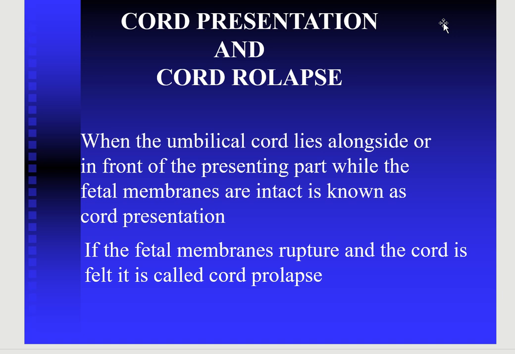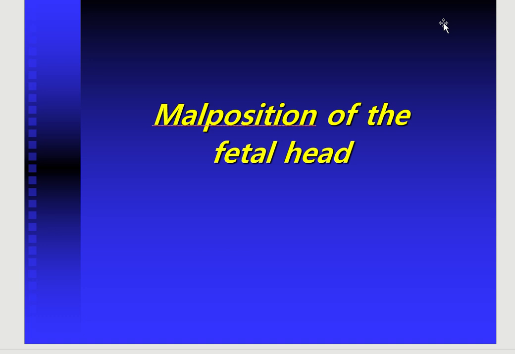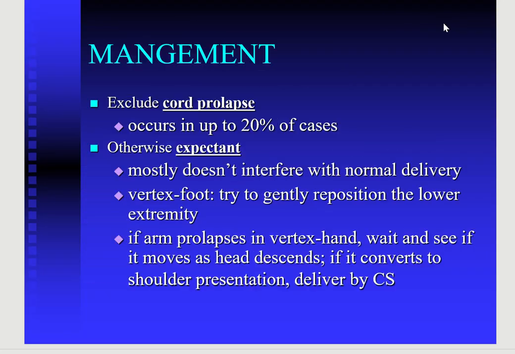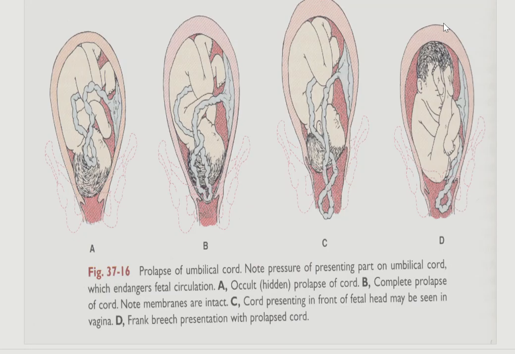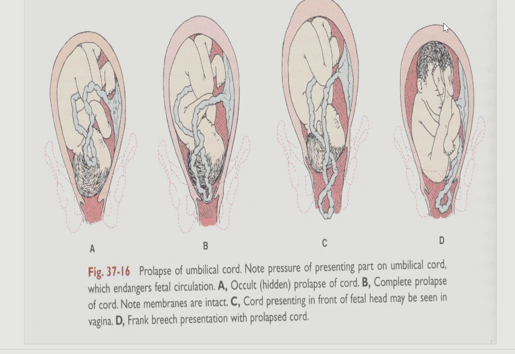If we detect any patient in labor with a cord presentation or cord prolapse, we have to go for immediate delivery by cesarean section to prevent fetal compromise. This diagram is showing the cord presentation as well as the cord prolapse. Cord prolapse is usually associated with malpresentations, and it is an obstetric emergency.